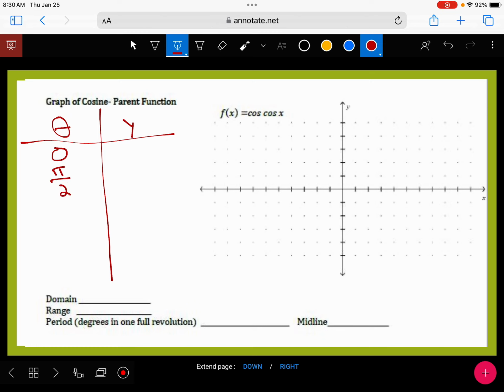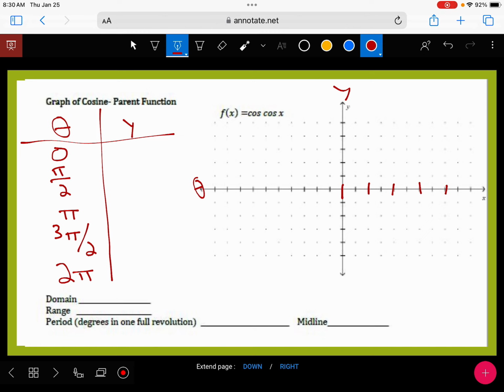0, pi over 2, pi, 3 pi over 2, and 2 pi. We're looking at the same 5 points. And looking at the graph, remember, each horizontal tick mark, our theta scale, is pi over 4. So if I'm looking, that's 0. That's pi over 2, pi, 3 pi over 2, and 2 pi. I'm just going to mark those off so we can use them later.